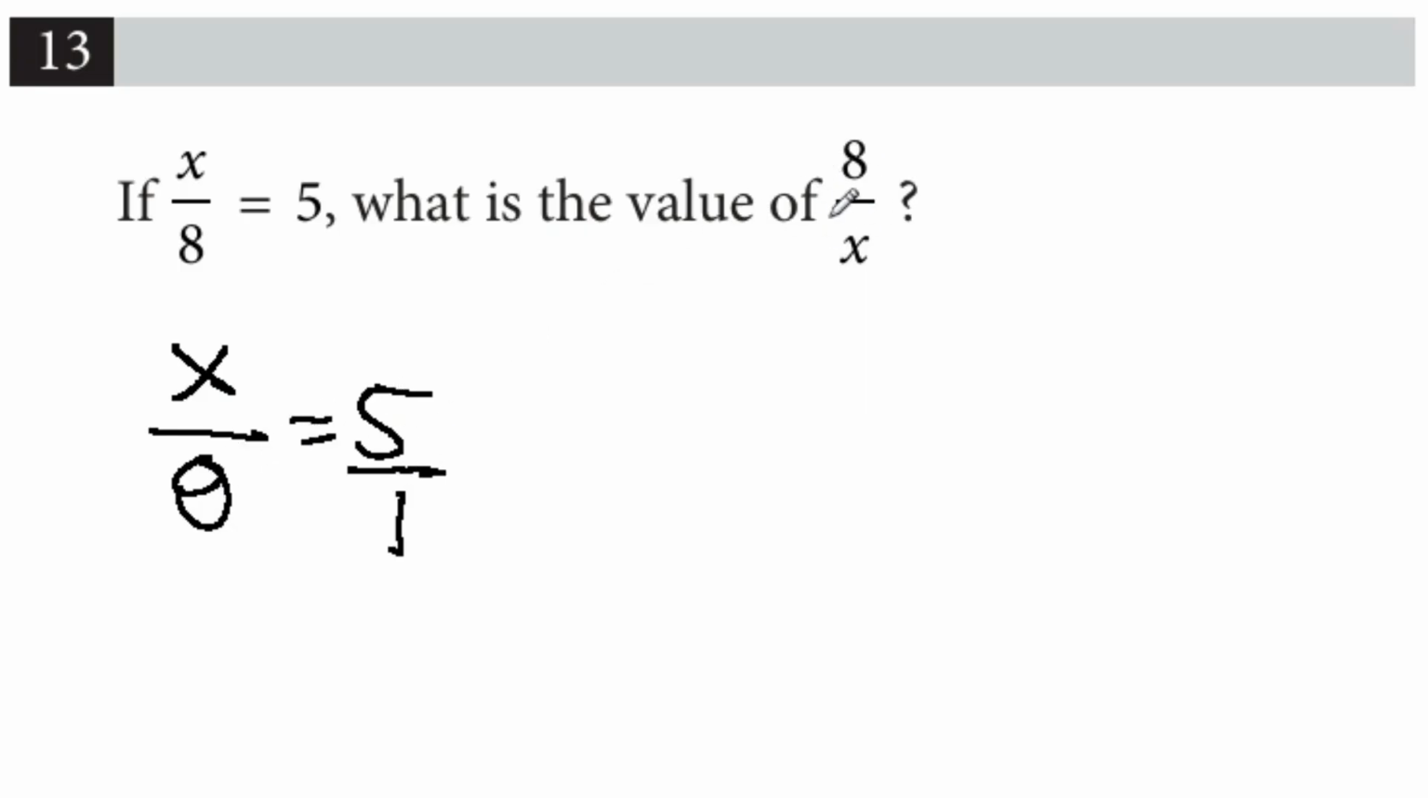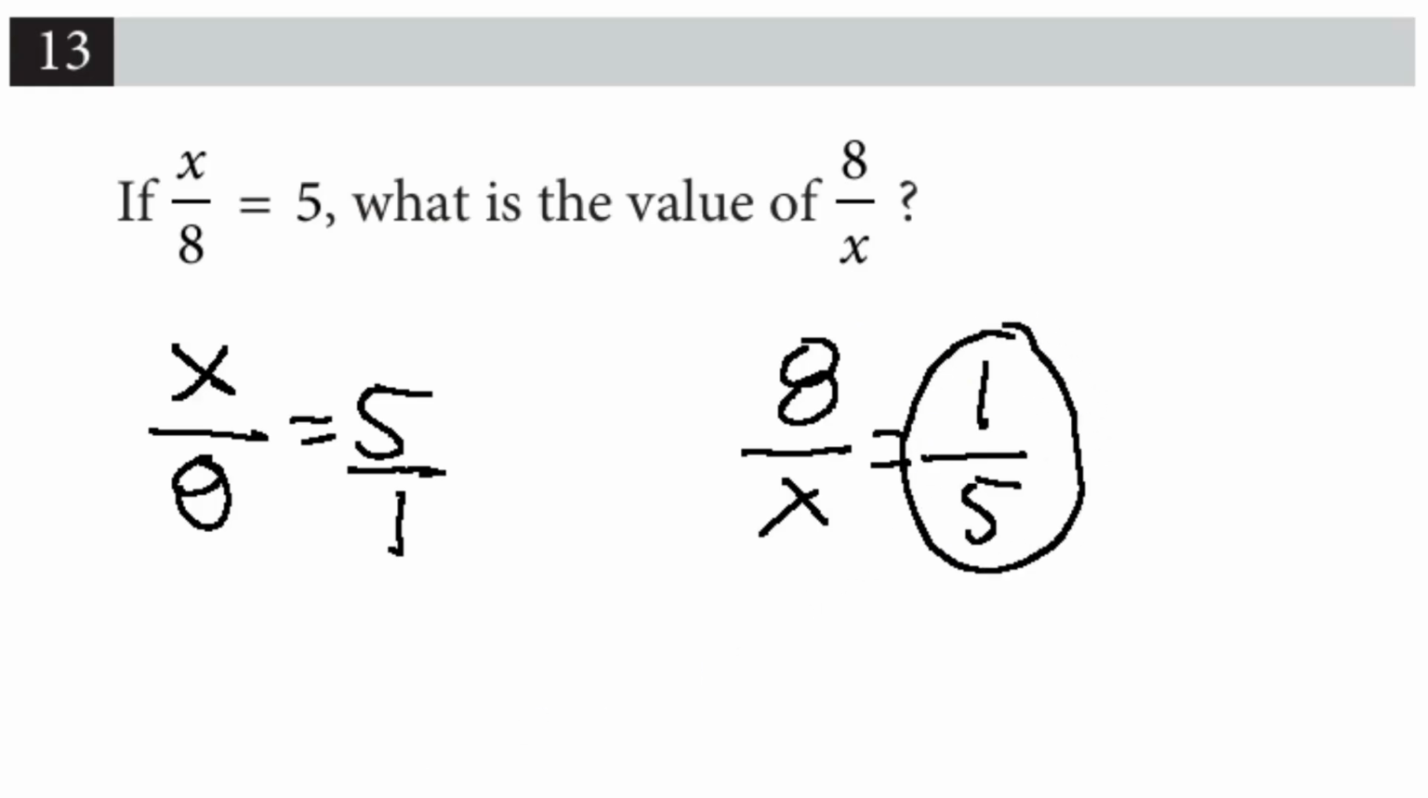But we want to know 8 over x. Well, basically we would just take this and take its reciprocal, taking those two numbers and flipping them around. That means we would do the same for 5 over 1. Now it becomes 1 over 5. And so essentially the value of 8 over x is 1/5.